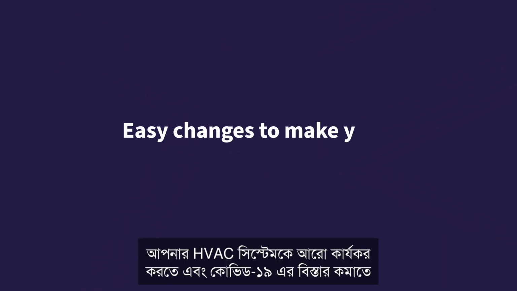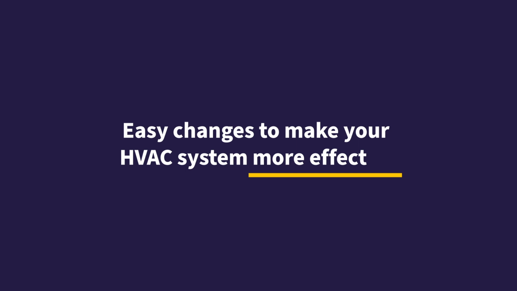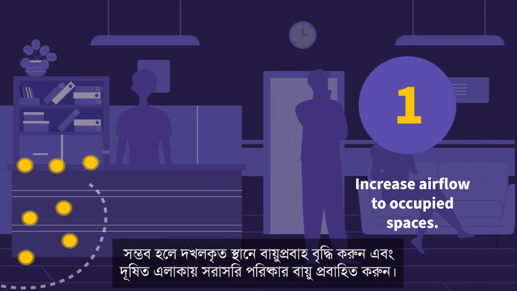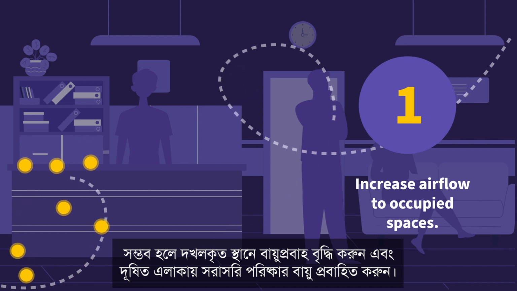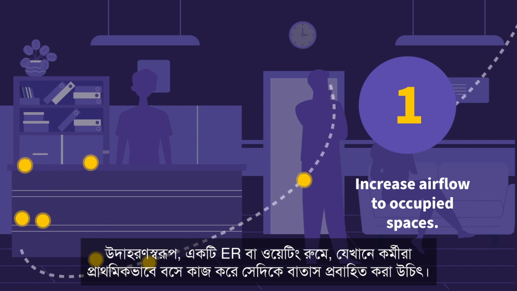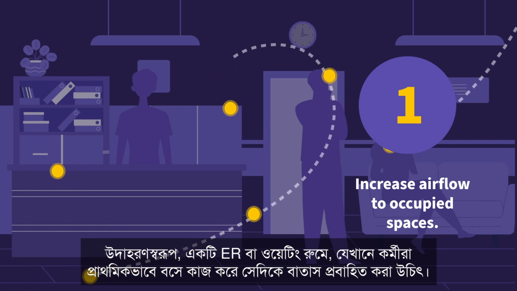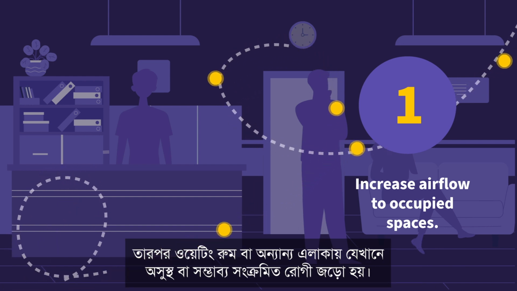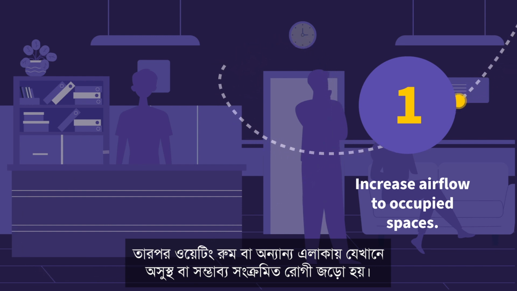For some easy changes to make your HVAC system more effective at reducing the spread of COVID-19, use the following guidelines. Increase airflow to occupied spaces when possible, and direct clean airflow to contaminated zones. For example, in an ER or waiting room, clean air should first flow through the area where employees primarily sit and work, then move toward the waiting room or other areas where sick or potentially infected patients gather.